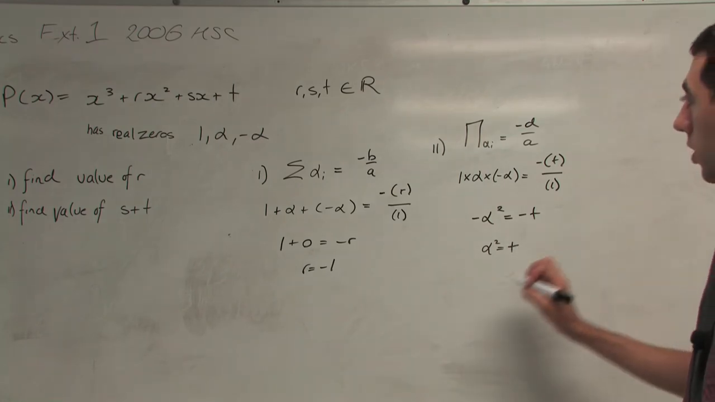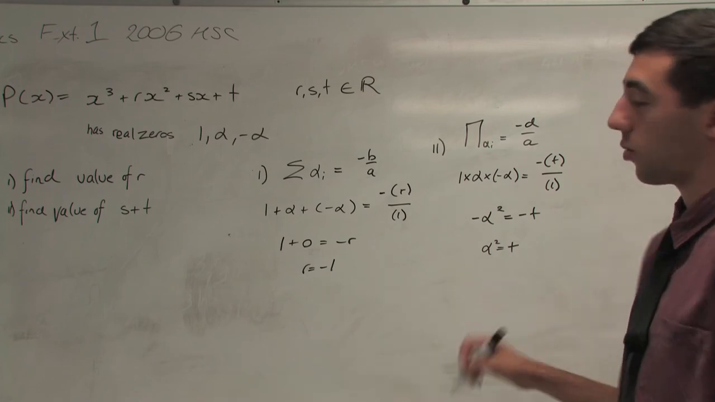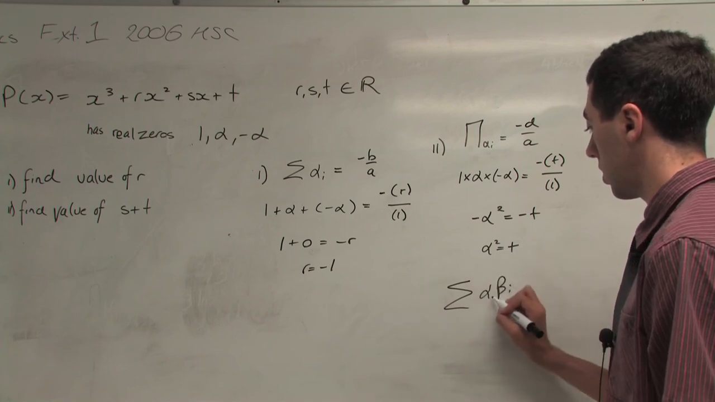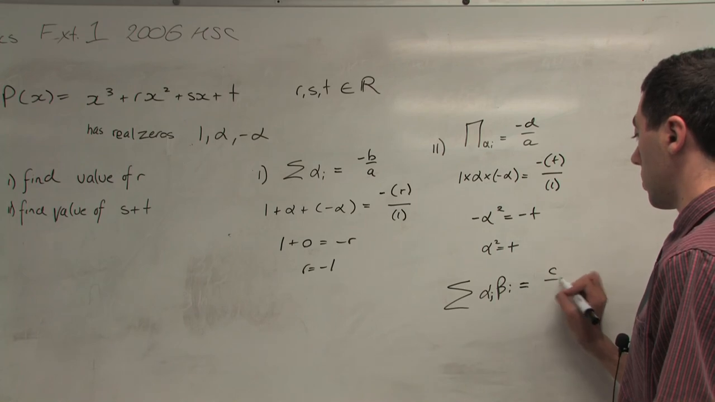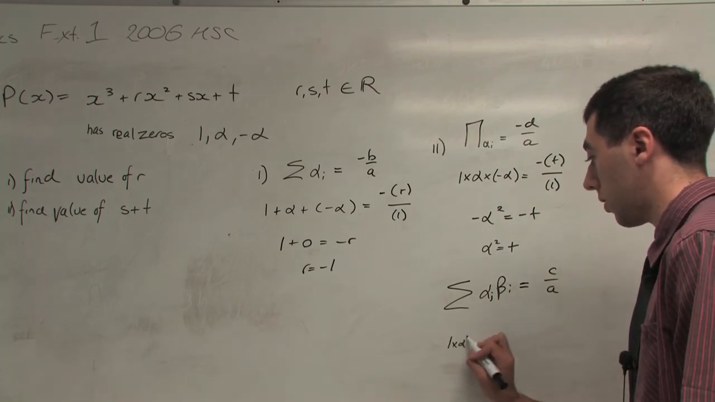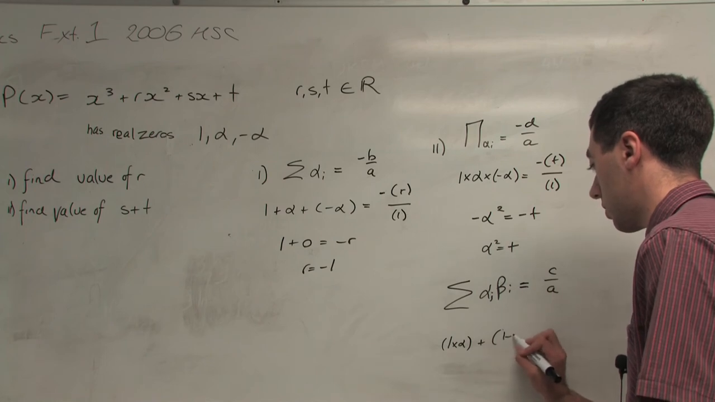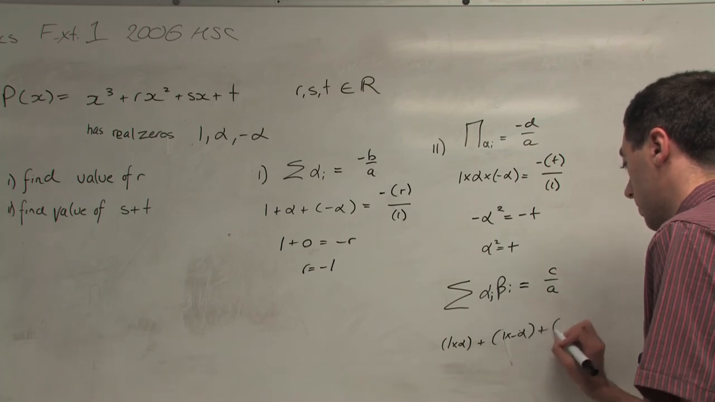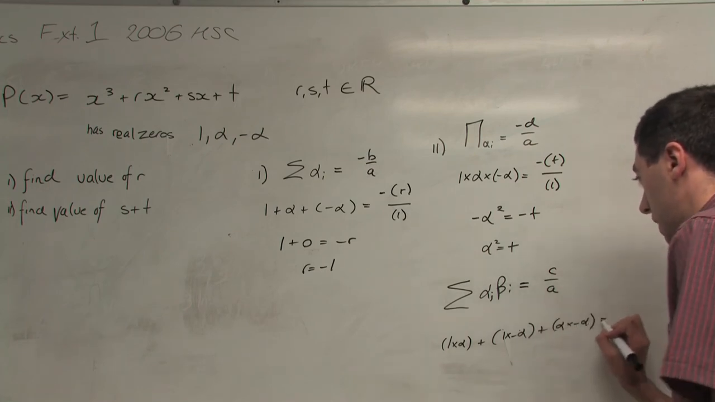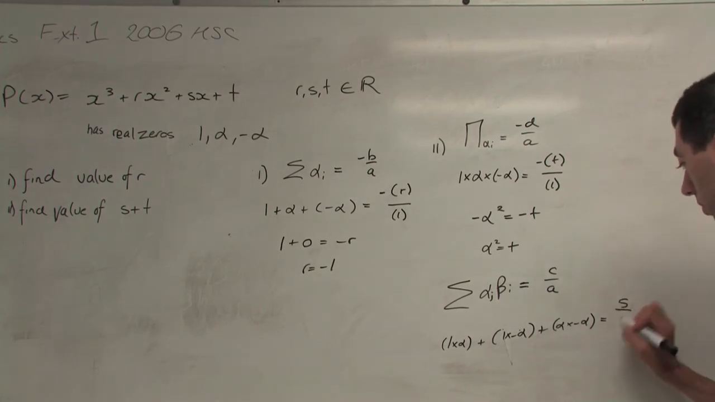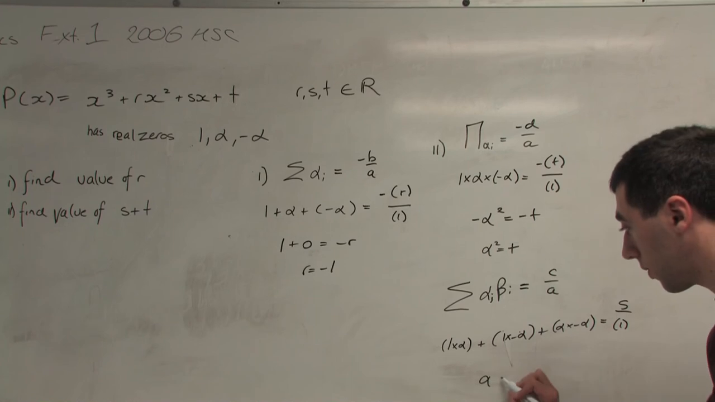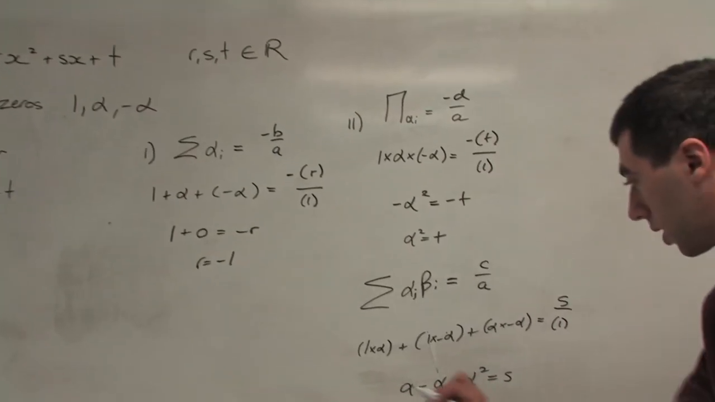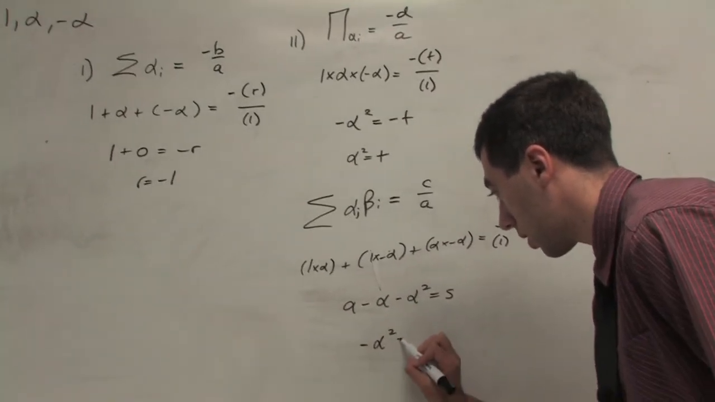Alright, and lastly, we're going to consider how to find s. So s is obviously the sum of the roots two at a time. So now we go that the sum of alpha i alpha j equals c over a. So now we'll do 1 times alpha, plus 1 times minus alpha, plus alpha times minus alpha, equals c, which is s, over a, which is 1. Doing all this, we get alpha minus alpha minus alpha squared equals s. Now again, the alphas cancel. We've got minus alpha squared equals s.